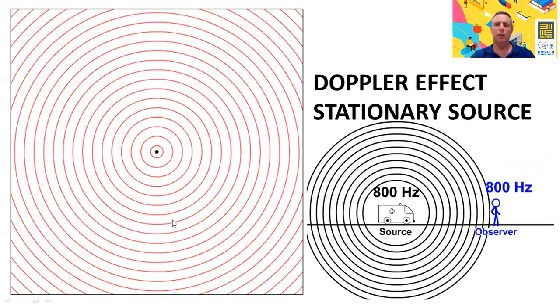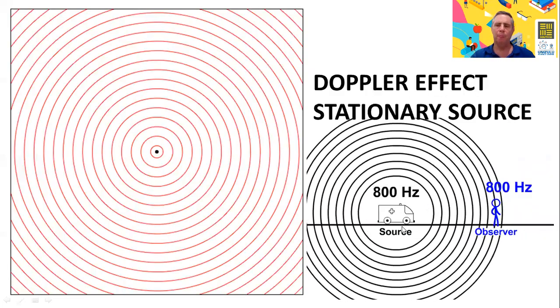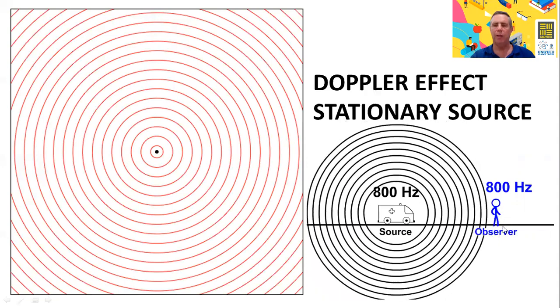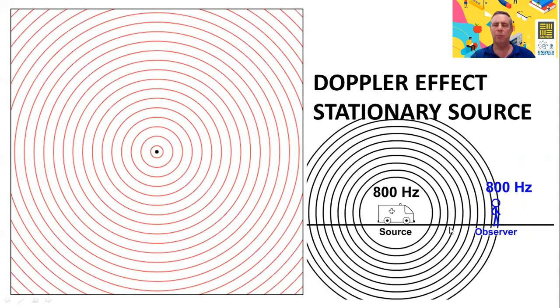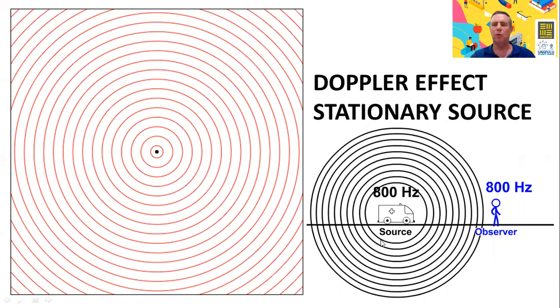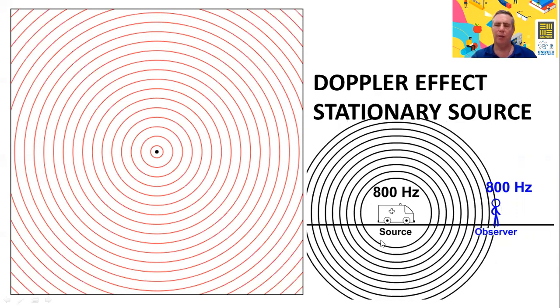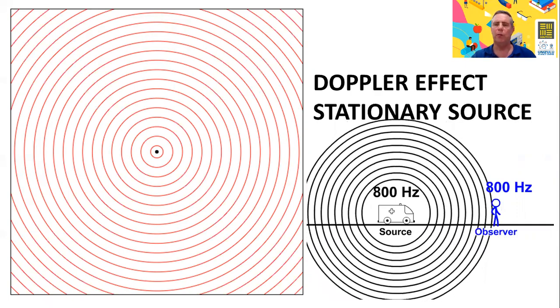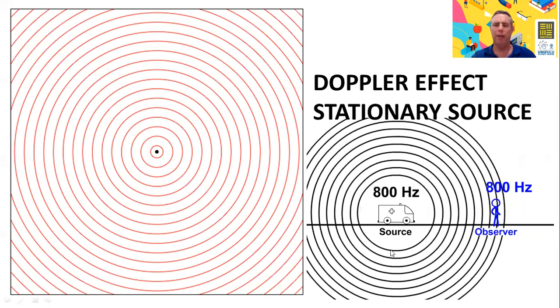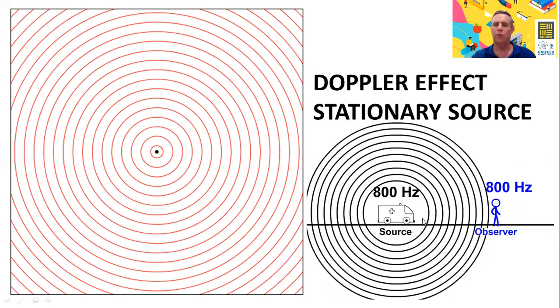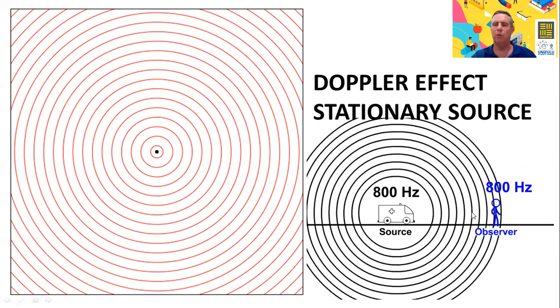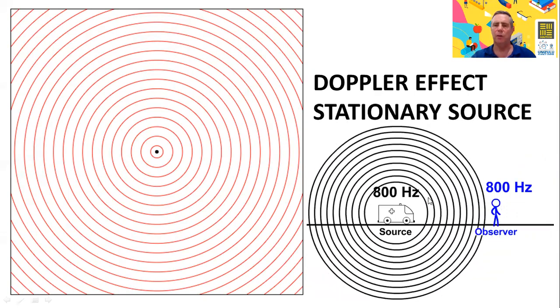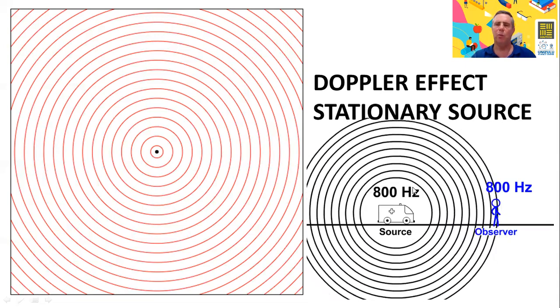Now, of course, if the source is stationary, if the ambulance is not moving and the observer is not moving, then it doesn't matter where you stand, you will always hear an 800 hertz sound. So the Doppler effect works with relative motion. It doesn't really matter whether the source or the listener are moving, as long as they're moving relative to each other. So in this case, there would be no Doppler effect.